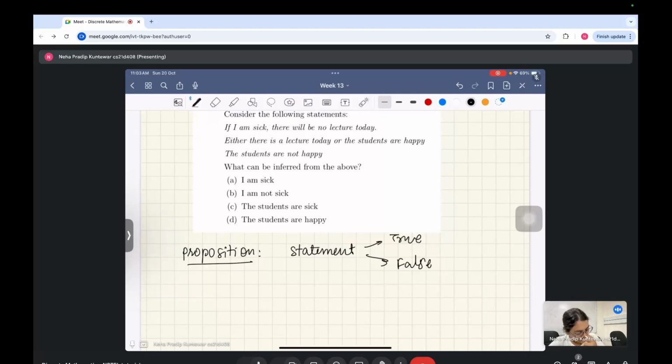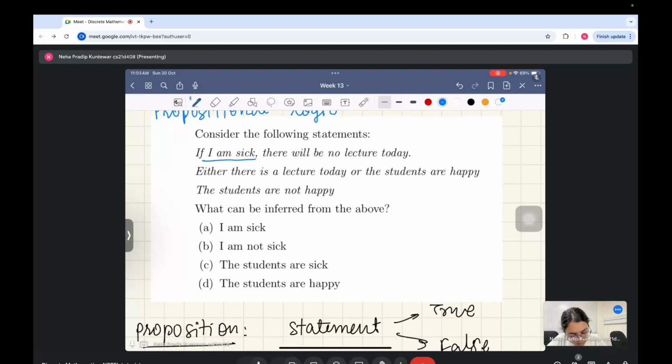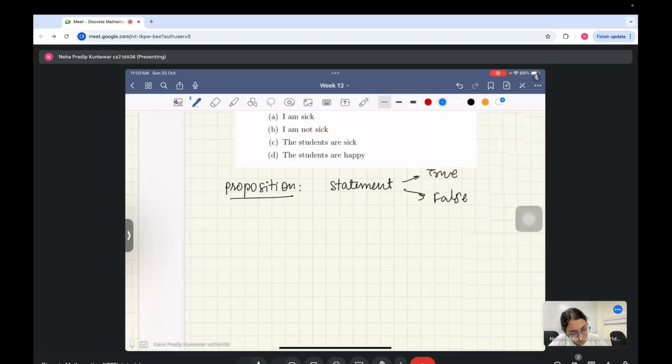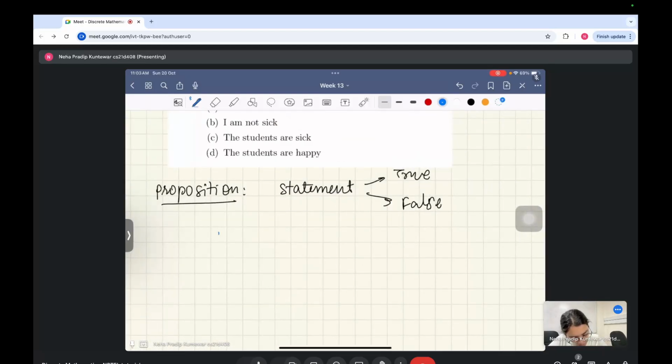So for example, let's understand this with the example that is given here. Here you've been given a statement. So what is the statement? I'll underline the statements. So the statement is I am sick. So maybe I'll call it S, and S is the statement that says I am sick.